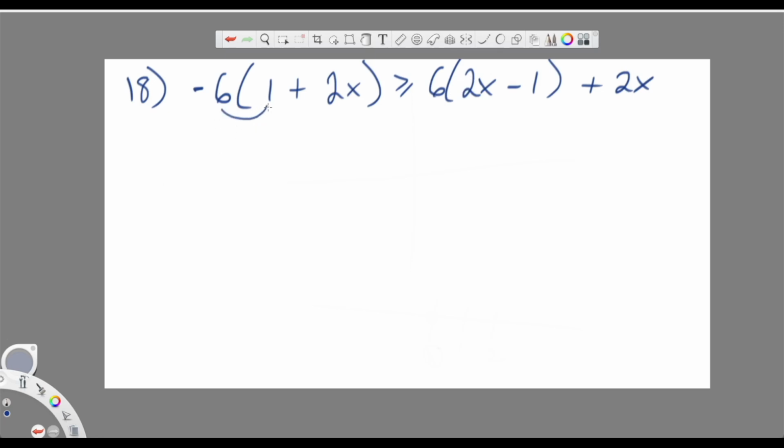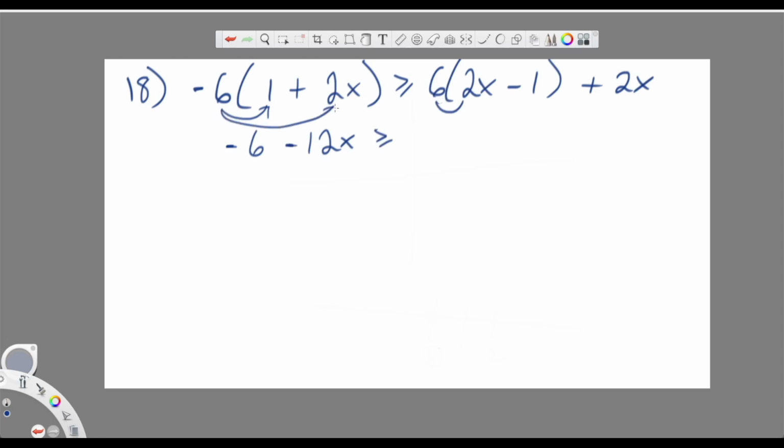So minus 6 times 1 is minus 6. You can put that in a calculator. Negative 6 times 2x is negative 12x, because a negative and a positive gives you a negative, is greater than or equal to 6 times 2x.